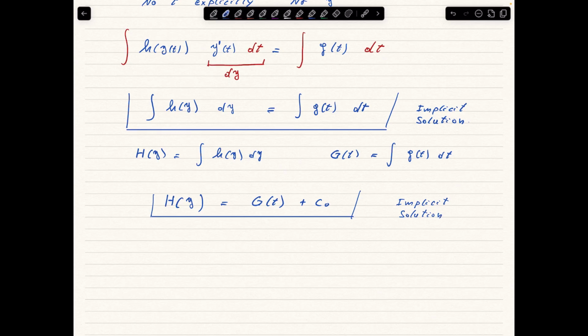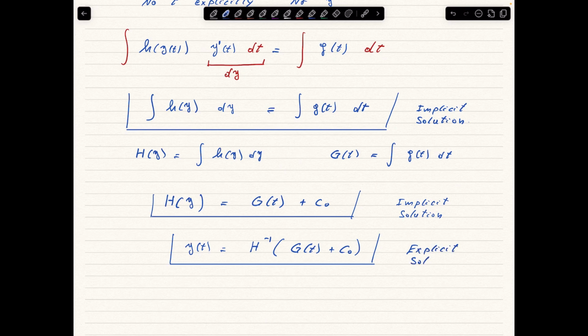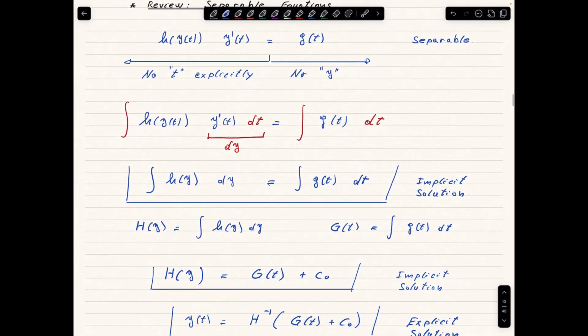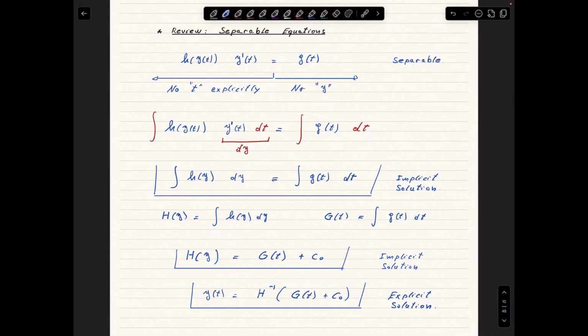When the function big H is invertible, we can move from here to the explicit solution formula, which is the inverse of this function, if we can compute it, applied to big G of t plus c0. And this is the explicit solution. Okay. So this is what we more or less have discussed in the previous class.